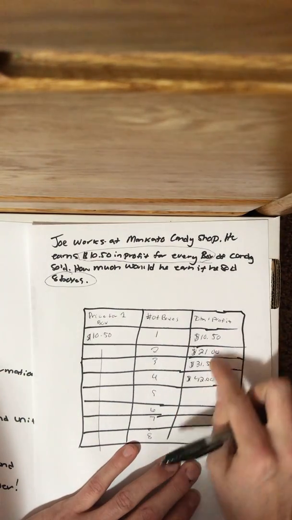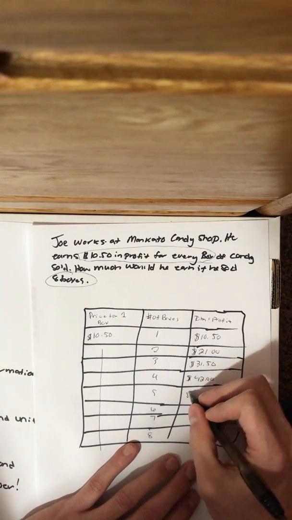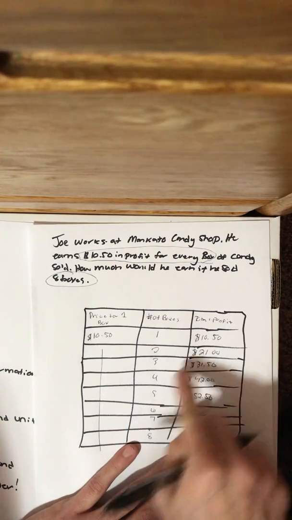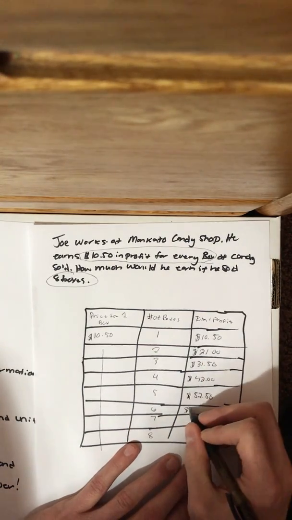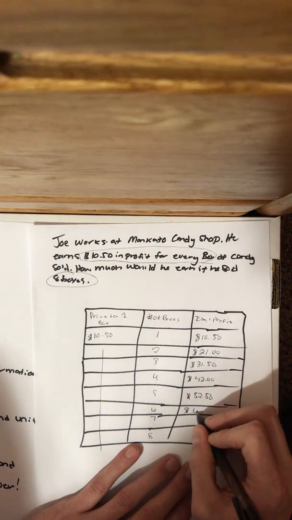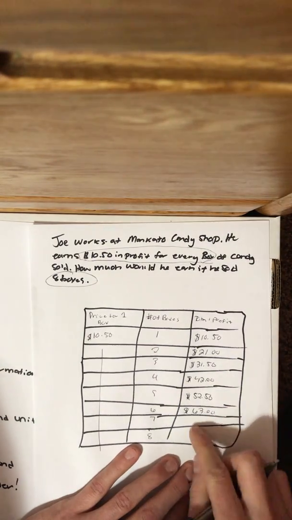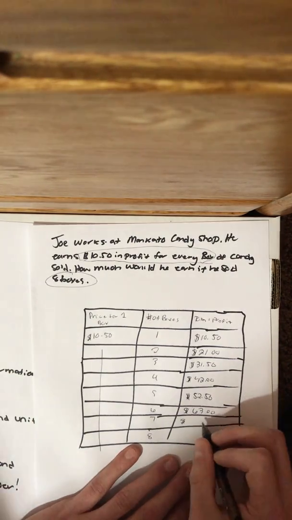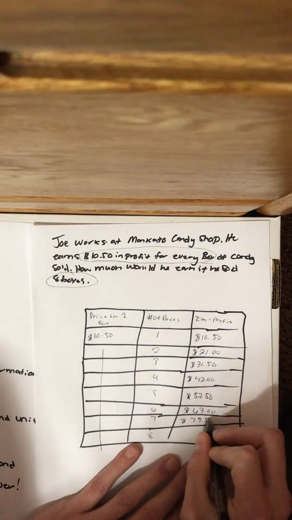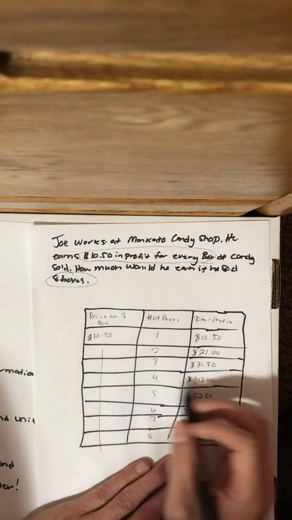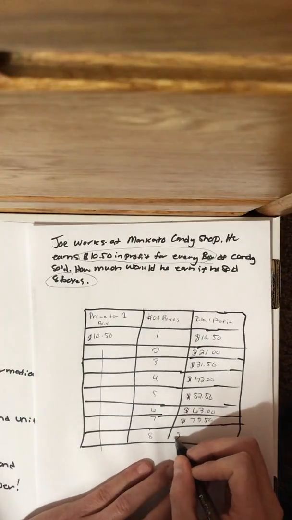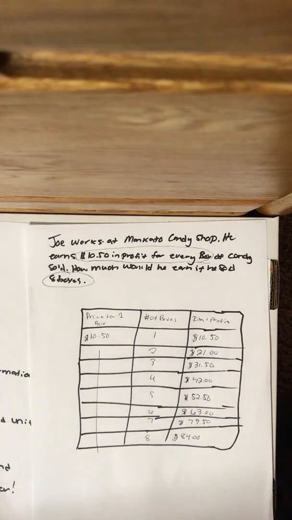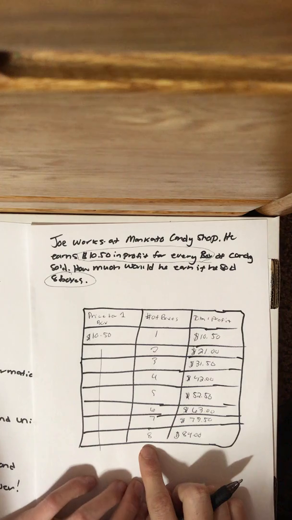And then we'll add on $10.50 to that to get 5, which takes us to $52.50. And for 6 boxes, it's just double the number for 3, which is $63 even. We'll add $10.50 to that for 7 boxes, which will be $73.50. And lastly, to get 8, we'll just double the number for 4, which gets us to $84 even for 8 boxes of candy sold.